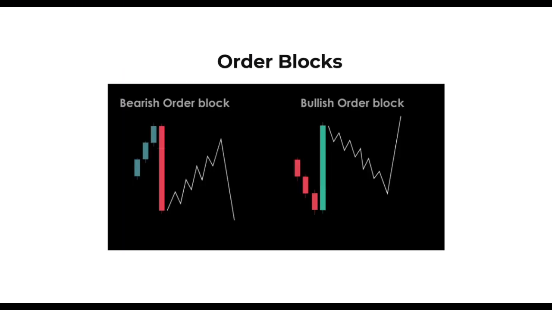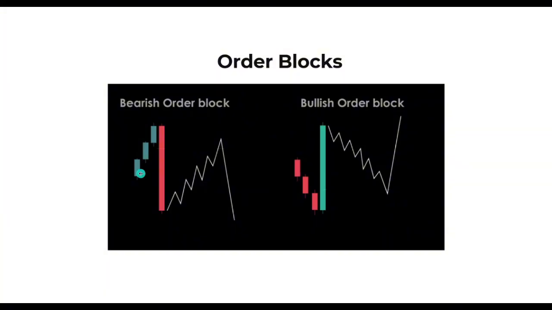Now moving on to the next component, which is the order blocks. The order block is the last bullish or bearish candle before a major move. These zones show where institutions placed orders. Price often returns to these zones to rebalance or grab more orders, and these zones act as dynamic support and resistance levels also.